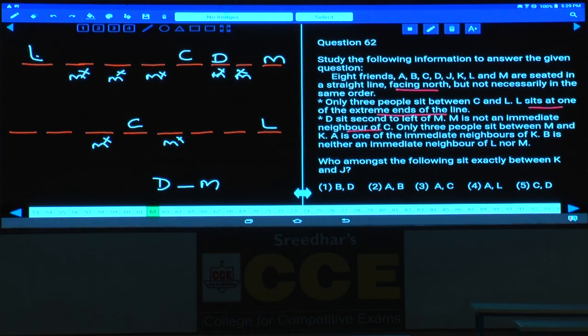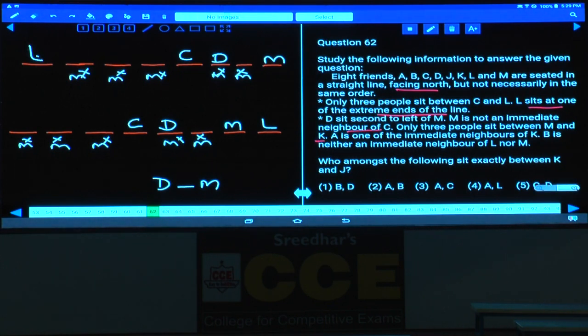Again, coming to the second case, now M cannot be here, because if M is here, D sits second to the left of M is not possible, then C and D must be in the same place. And again, M cannot be here, because left hand side second place is not there. Hence, what is the only possibility for this M? M must be adjacent to L and D is adjacent to C. Done with this? Then, only 3 people between M and K.